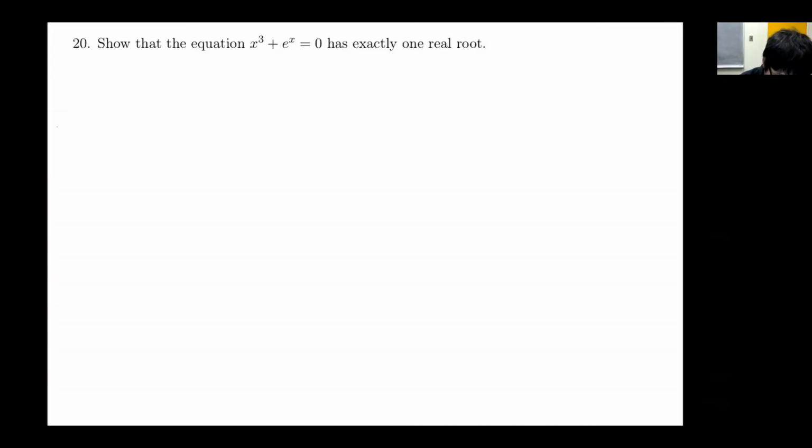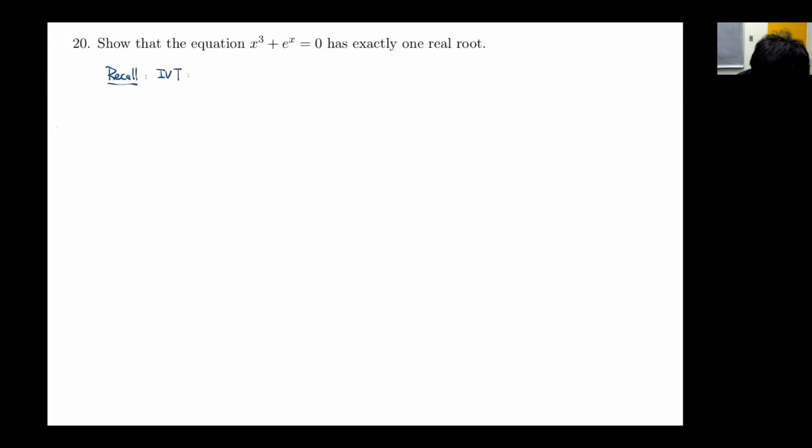For number 20, we are asked to show the equation x cubed plus e to the x equals 0 has exactly one real root. Remember what we have learned in the section on continuity. We learned the intermediate value theorem.